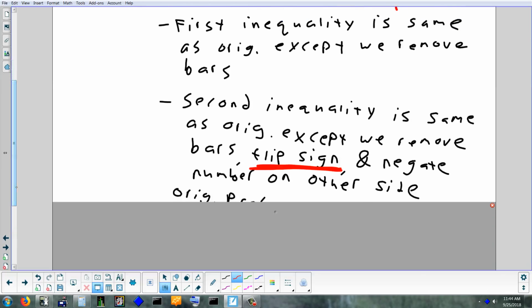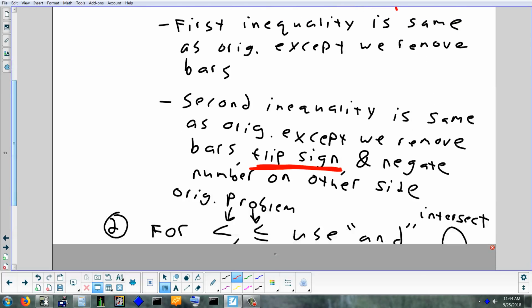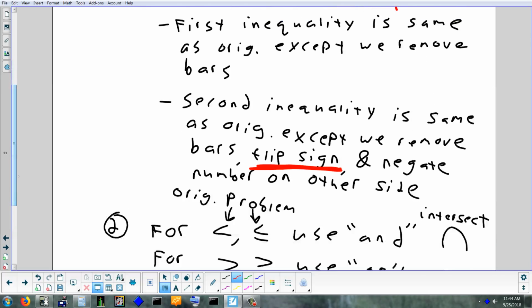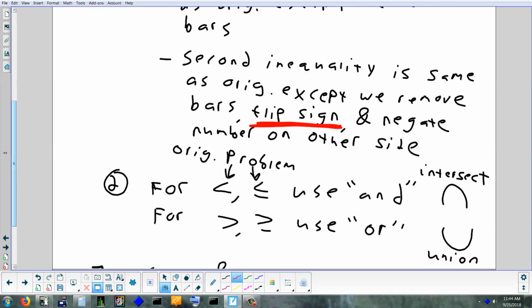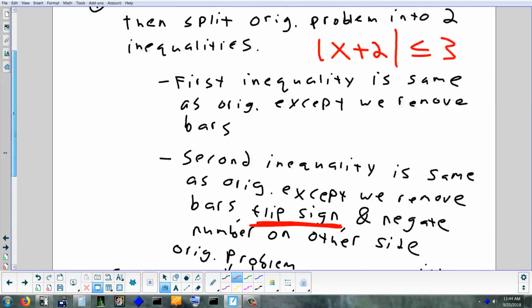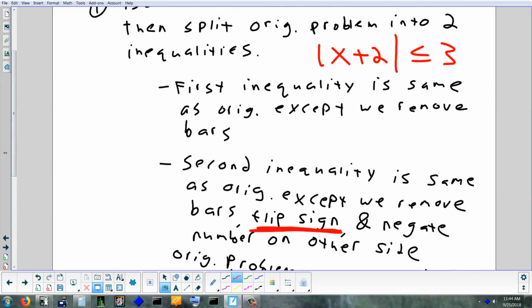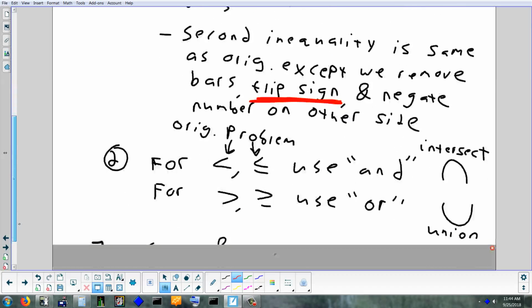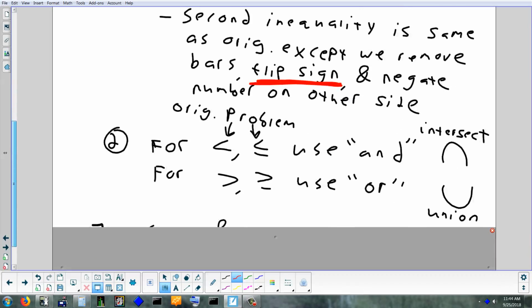So that's the setup, how you get rid of the bars, how you split it into two problems. Once we do that, we can solve it and write out the answer. But once you have your answer, you're going to have two inequalities, one on the left, one on the right. You have to put a word between them, and the word you put between them is one of those two.